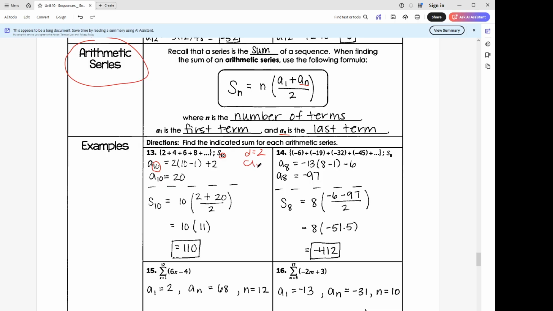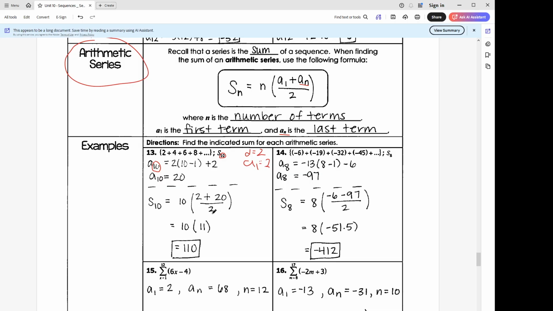And A sub 1 is 2, right? That's the first number in this list. So look, D times 10 minus 1, because n is 10, plus A sub 1, which is 2. We find that the last number in the list, A sub 10, would be 20. Okay? So in other words, we have to find the last number in the list, right? Because that's what the formula requires. So then now we can plug in, look, the sum of a series of 10 numbers equals 10, because there's 10 numbers, parentheses, the first number in the series is 2, plus the last number in the series is 20, which we found here, divided by 2.